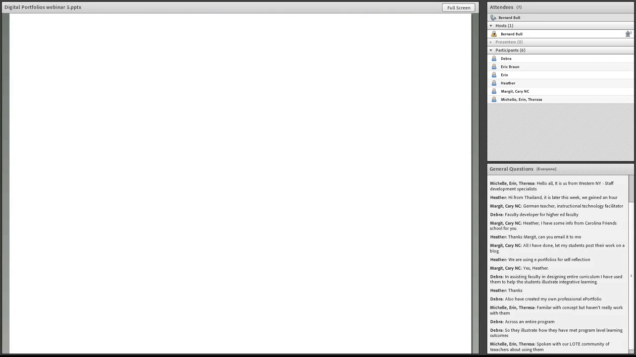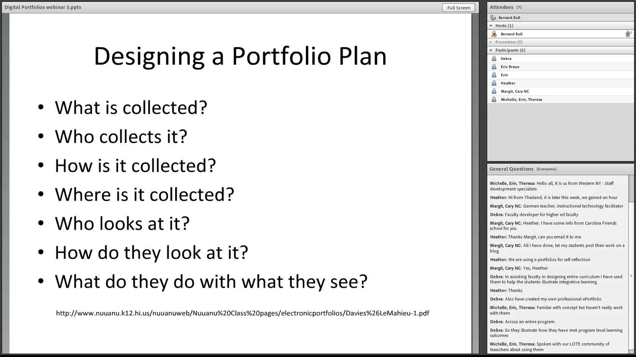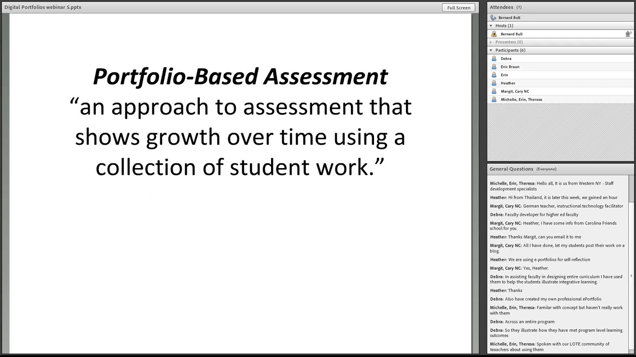So as we get into the topic of digital portfolios, I want to start right away with, before I even have much of an introduction here, how do you design a portfolio plan? So a portfolio is an approach to assessment that shows growth over time using a collection of student work. That's a common definition that we use for portfolio-based assessment. So we're looking at a collection of actual student work, and generally we're looking at its progress over time.